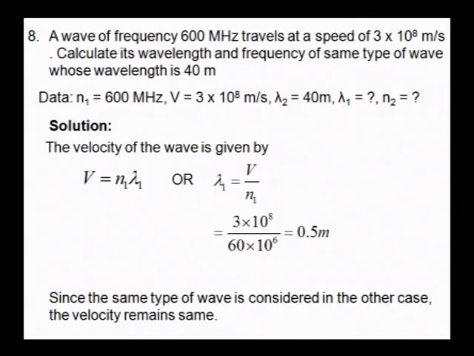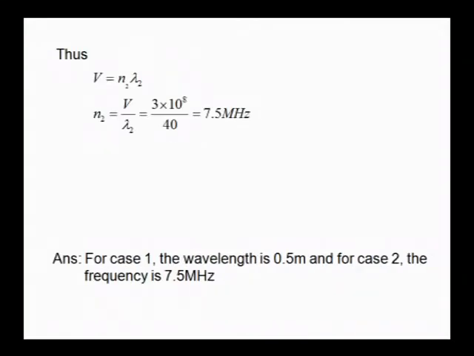So, we know V is equal to N1 into lambda 1. So, lambda 1 is equal to V by N1. Substituting the values of velocity and N1, we get the wavelength as 0.5 meter. Since, as I told, the wave is of the same type, the velocity remains the same. So, it also travels with the velocity of 3 into 10 to the power of 8 meters per second.